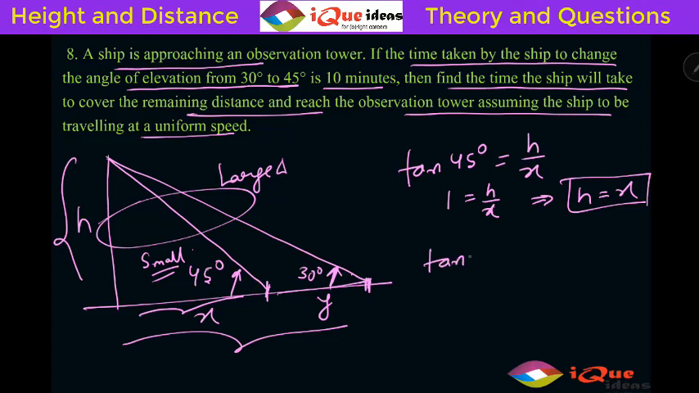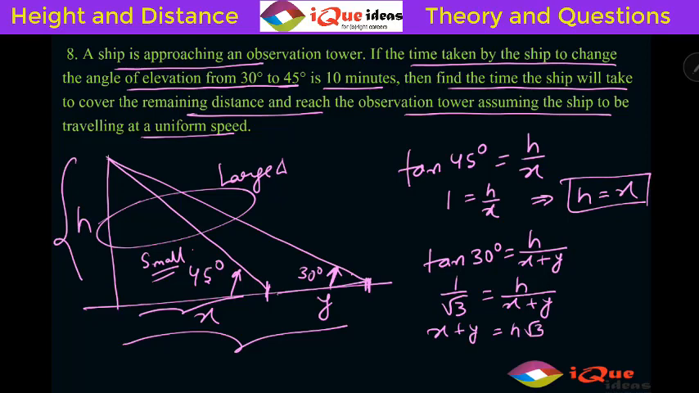So we say that tan 30 degree will be equal to h divided by x plus y. Now tan 30 degree is 1 by root 3. So it is 1 by root 3 equal to h divided by x plus y. All right. So x plus y is equal to h root 3. Okay. We already have here x is equal to h. Right. So we can say that y is equal to h root 3 minus x, that is h root 3 minus h, which is h common, root 3 minus 1. All right.